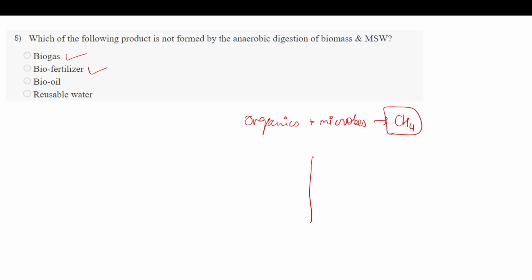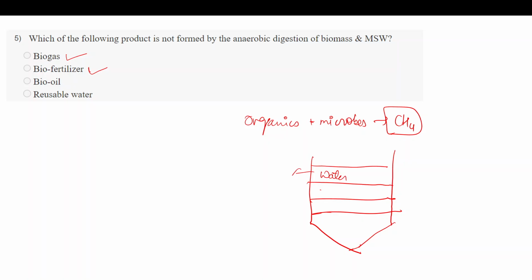If you recall the class, this is the kind of anaerobic digester which is used for sludge. There will be a layer of sludge here, a layer of digestion zone, and a layer of water. You are separating water also, which is a kind of reusable pure water. So this is also a product, while bio oil is not formed. From sludge we cannot derive any oil. If you take the odd one out, bio oil is not the appropriate product that might be formed from this process. So bio oil is the correct answer.